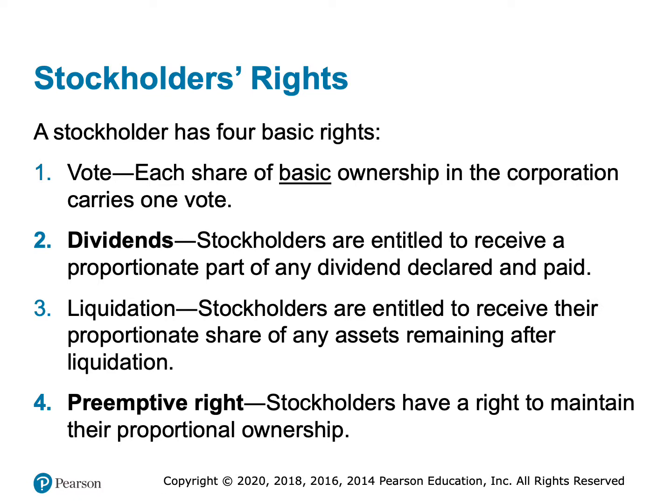Now, as a stockholder, you have four basic rights, and this is referring really to those common stockholders. We'll talk about preferred stockholders in a minute. As a common stockholder, one of the basic rights that you get is a vote. For every share of stock you own, you get a vote. So the more shares of stock, the more votes you get. Therefore, the more you own, the more power you have. This is why we have the word basic underlined here. The basic is referring to common shareholders because preferred shareholders typically do not get a vote.